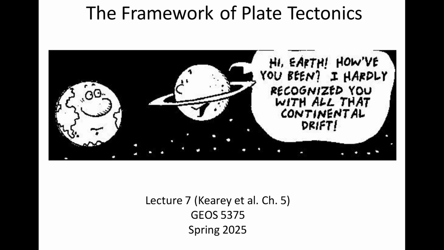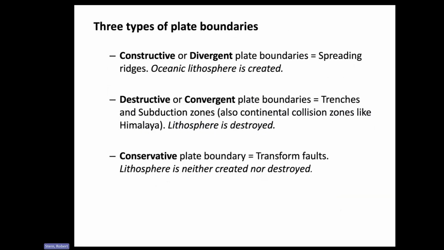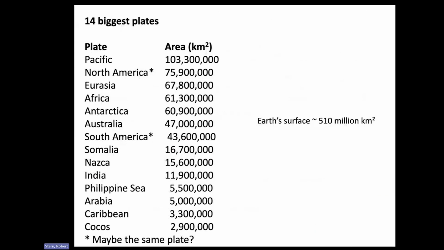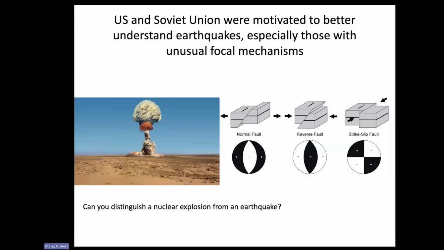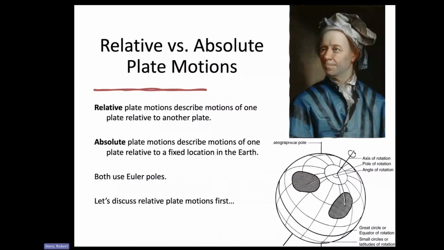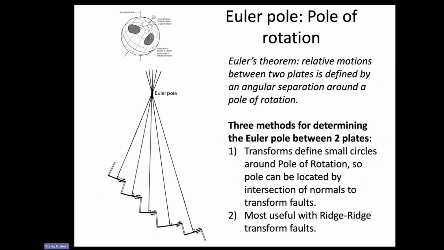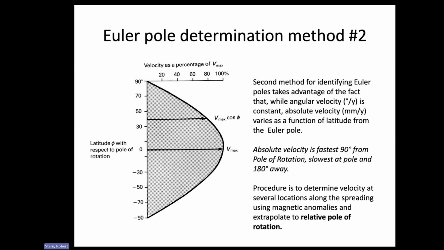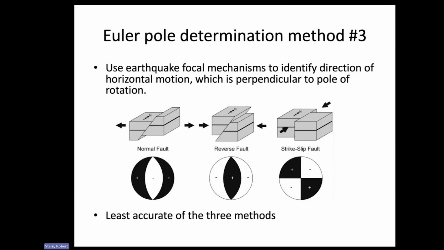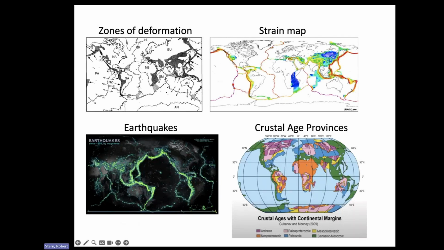And let's take a tour. So we started there, and then we were talking about divergent plate boundaries and all that stuff, size of the plates, earthquakes, seismographic, kinematics, relative versus absolute plate motions, how we determine poles of rotation, you know, and I added this. This is kind of cool.